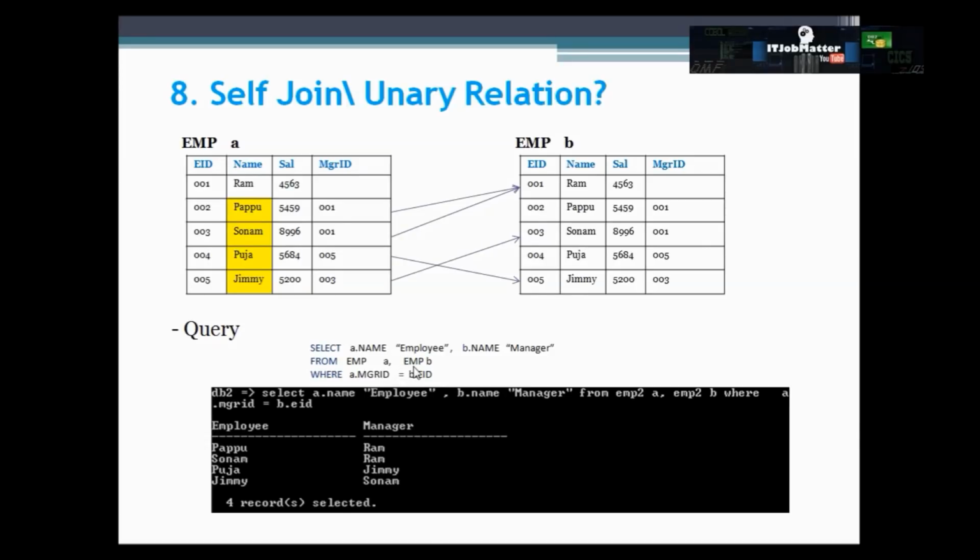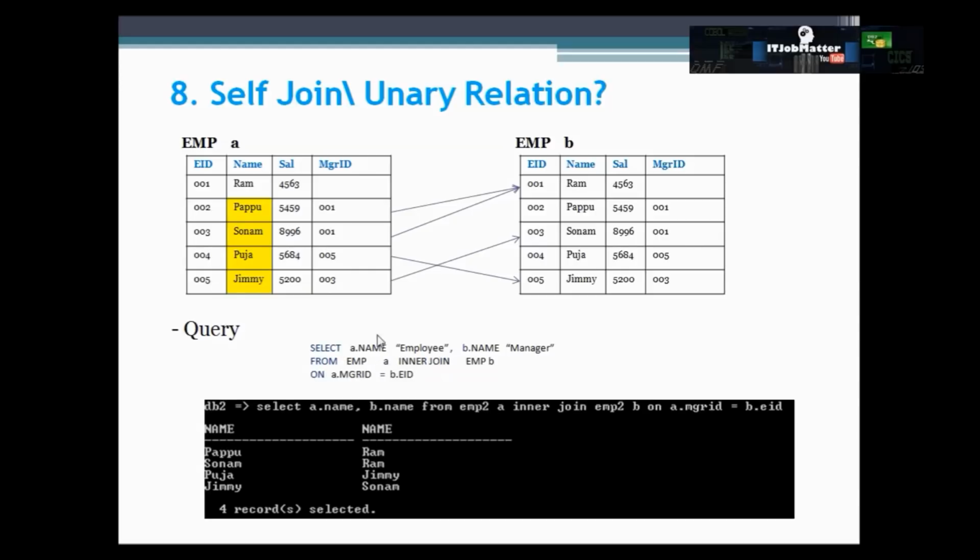So this is the SQL query of self join, which is of non-ANSI standard. We can do the same using an ANSI standard query as well. The only thing is that we need to use inner join like this.